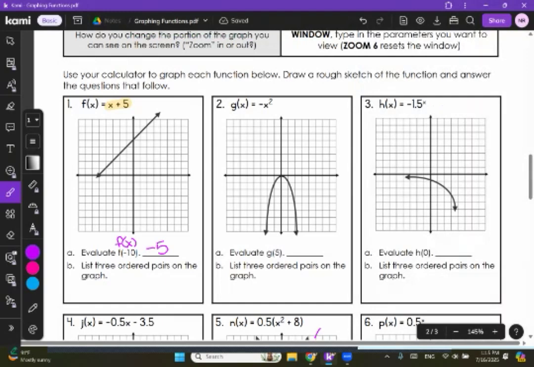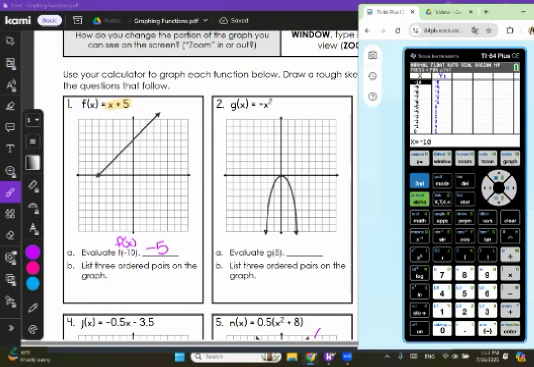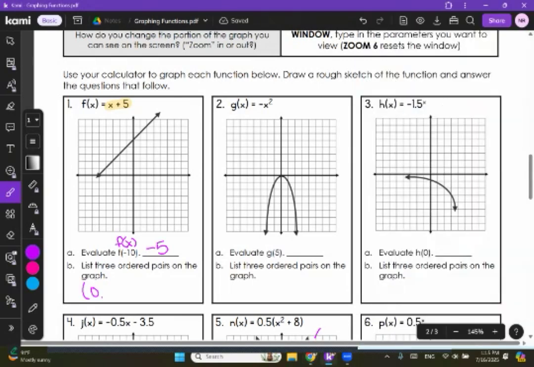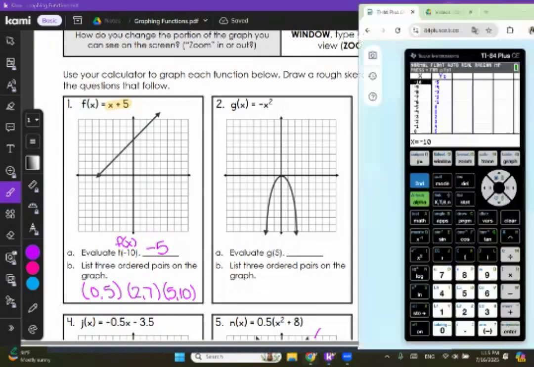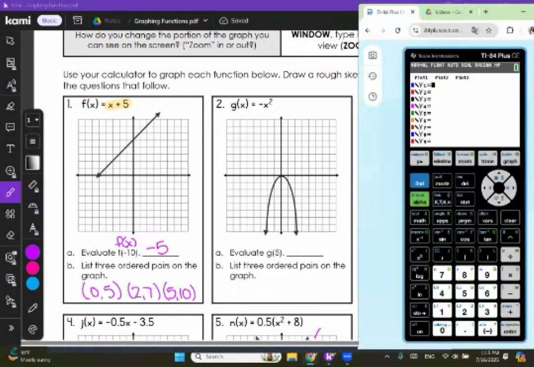Now it says list 3 ordered pairs on this graph. You can actually list any ordered pairs that you want. So I'm going to say 0, 5 is part of it, 2, 7, 5, 10. Really doesn't matter. Go back to y equals. Let's try the next one.